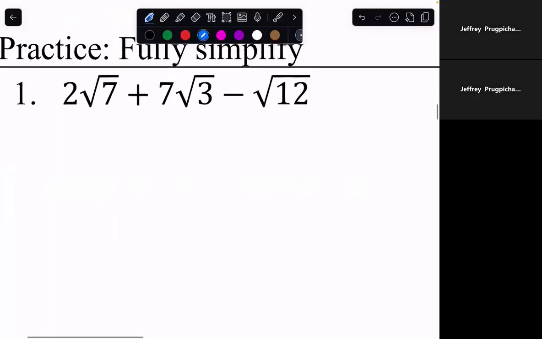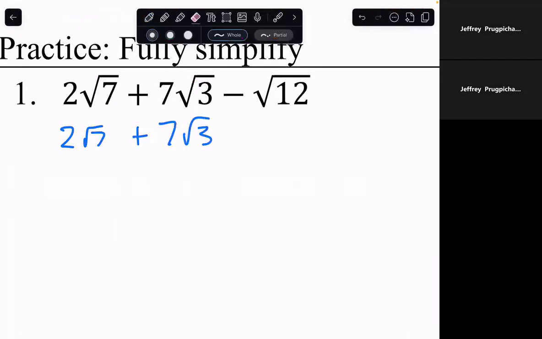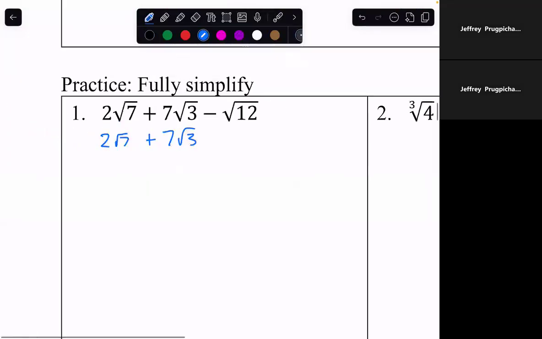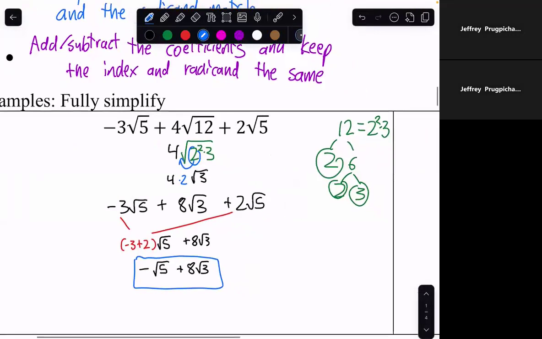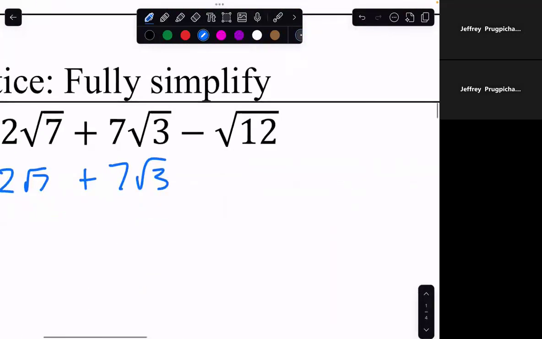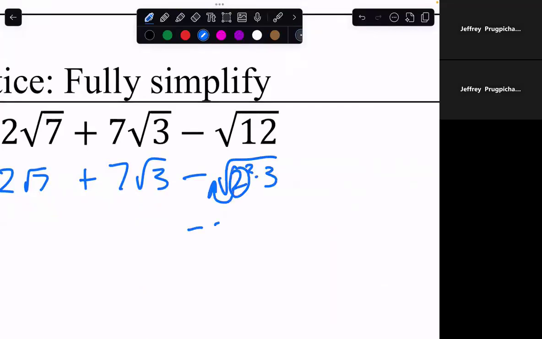Okay, let me go ahead and go through these. First one, 7's a prime number, so you can't simplify. 3 is also a prime number, so again, you can't do anything. 12, we already did 12 earlier, right? 12 is 2 squared times 3. So this 2 can move out front.